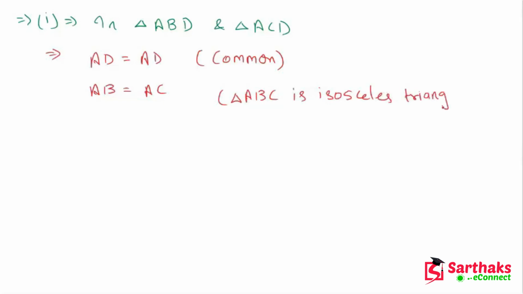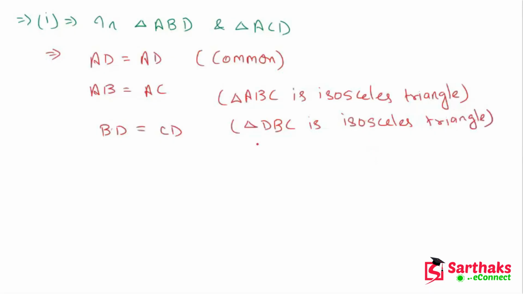Isosceles triangle, got it. And BD is equal to CD, so triangle DBC is also an isosceles triangle. I hope you get this point.